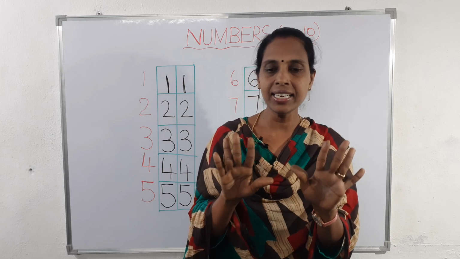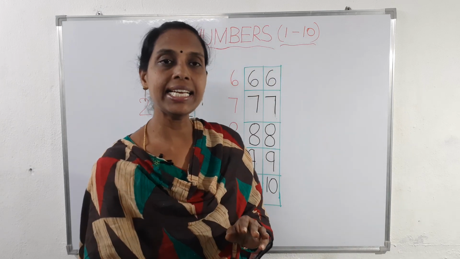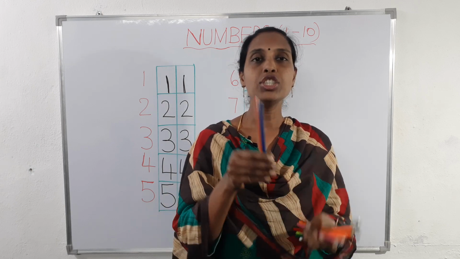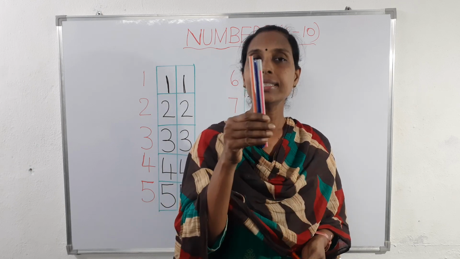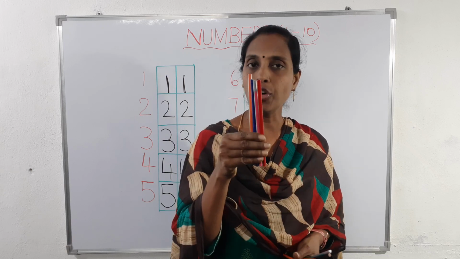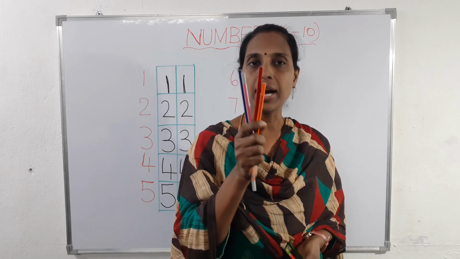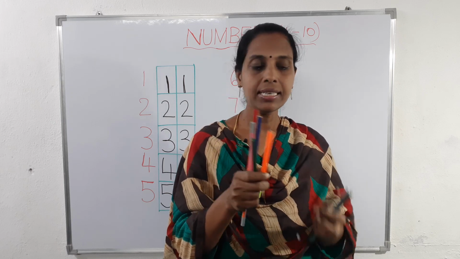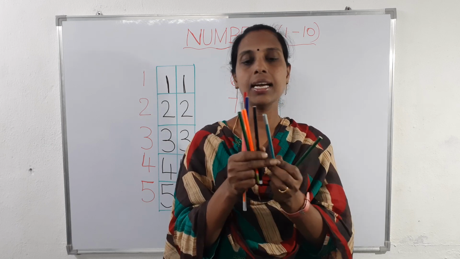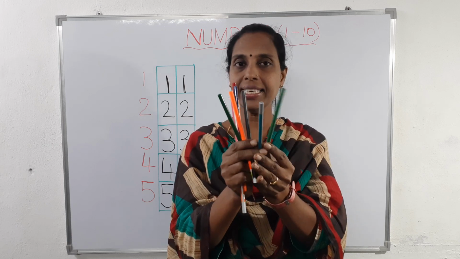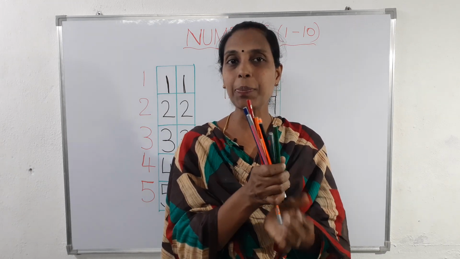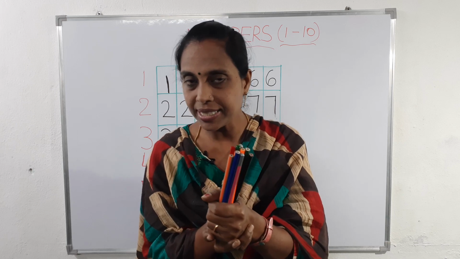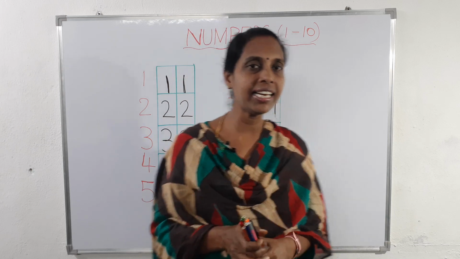Very good, children. Let us count the pencils. 10 pencils. 1, 2, 3, 4, 5, 6, 7, 8, 9, 10. Total 10 pencils. How many pencils I have? Total 10 pencils. Very good, children.